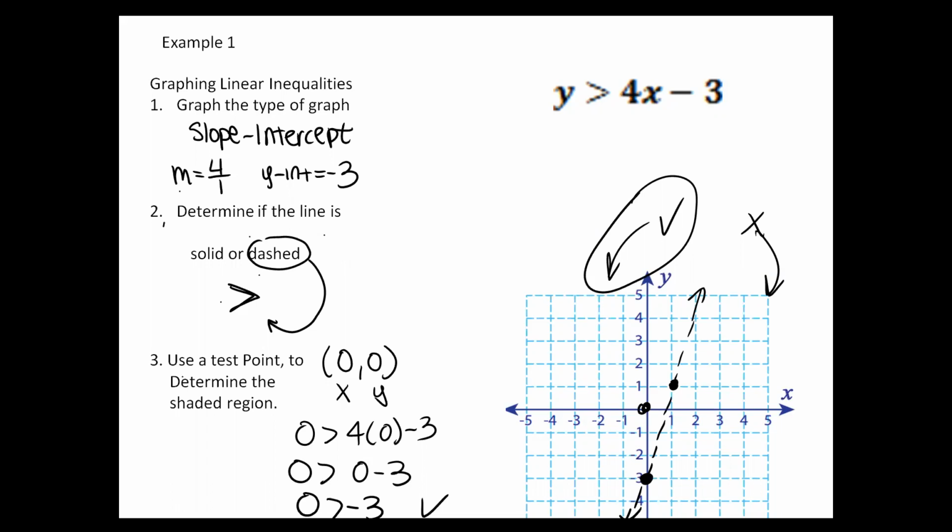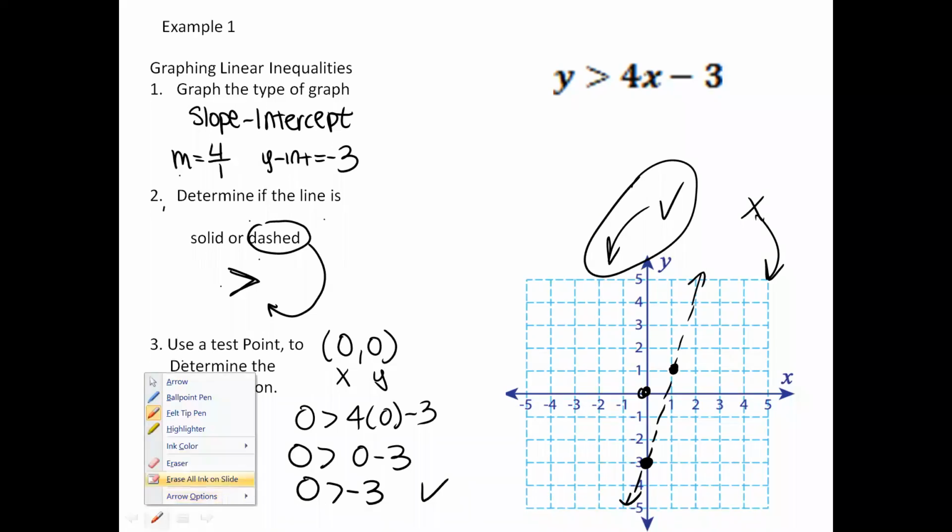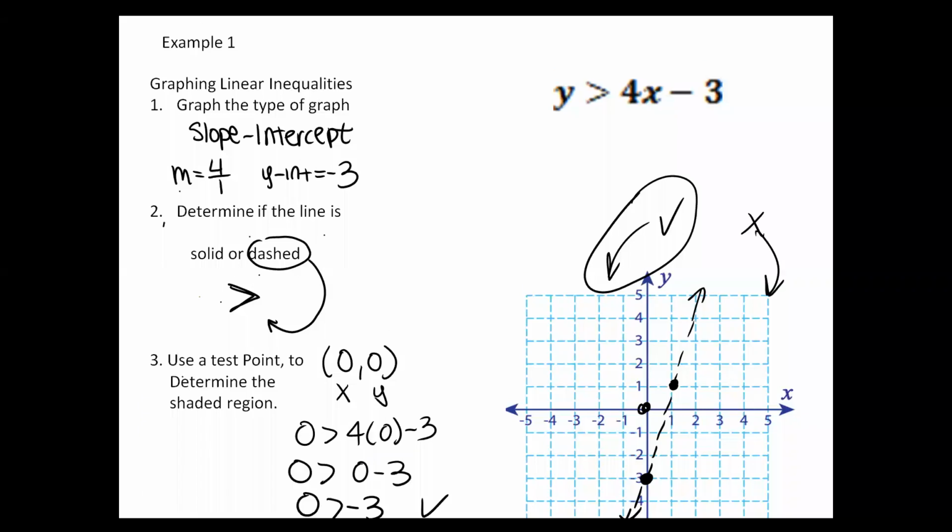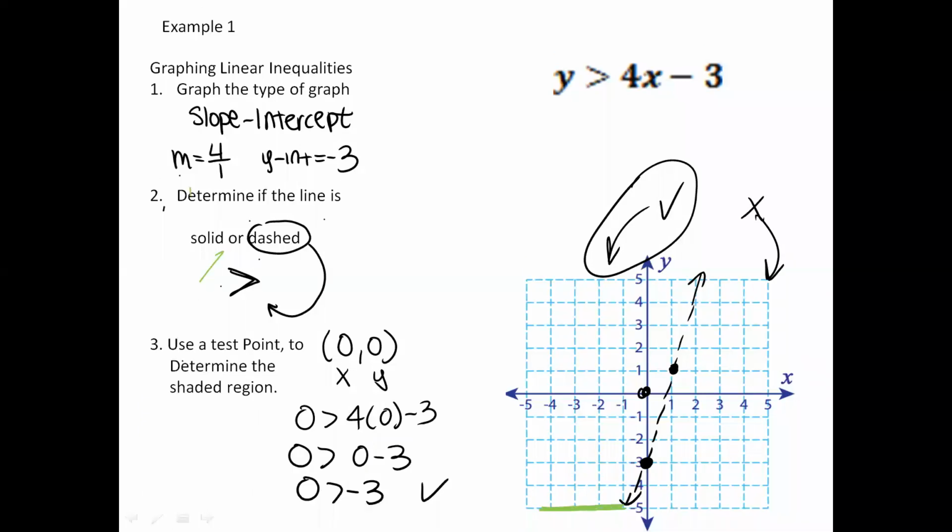And I'll color code it differently for you guys to see. Our ink color in here, let's change it to green. So let's try this. So my line will be shaded on this side of the line.